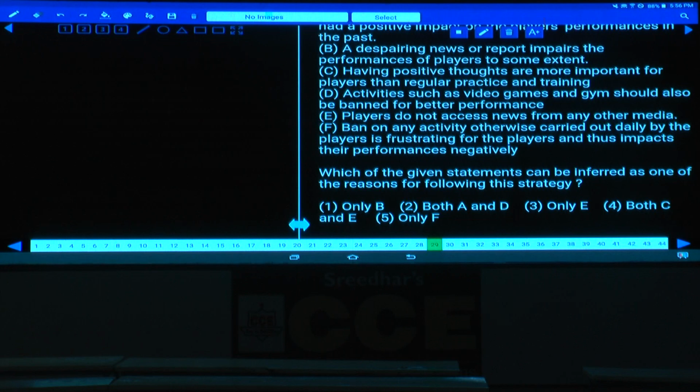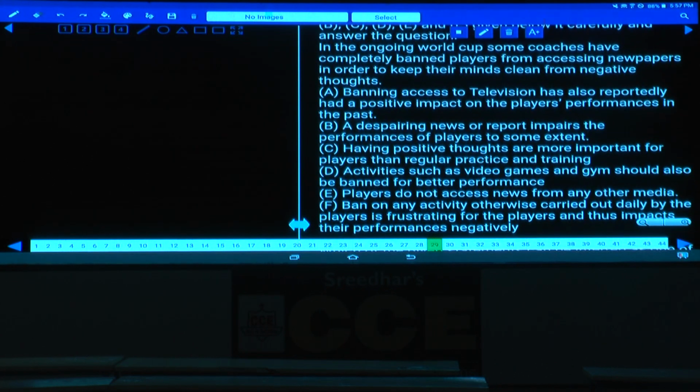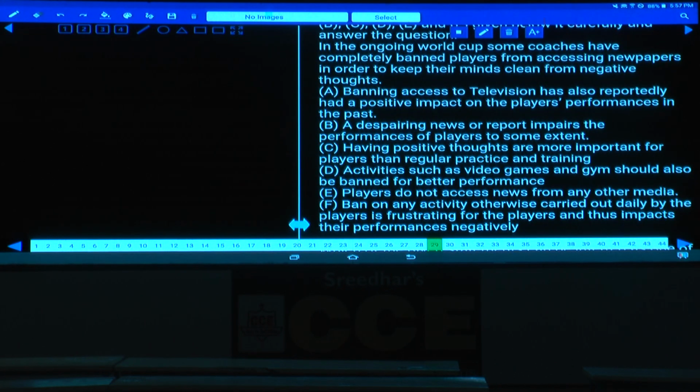Then what is the question here? Which of the following statements can be inferred? Tell me what are the things that can be inferred here. Can be inferred. Now this entire thing is about what? The entire thing is about banning the newspapers in order to improve their performance in the matches.